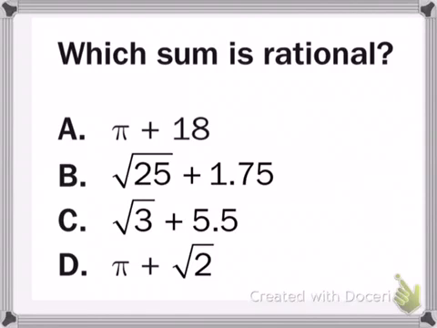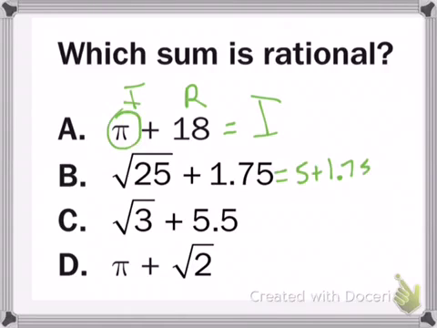Which sum is rational? So we have pi plus square root of 18. This is a rational number plus a rational number, that's going to be irrational. Alright. Square root of 25 plus 1.75. It's going to be 5 plus 1.75, which will be 6.75, which is rational.